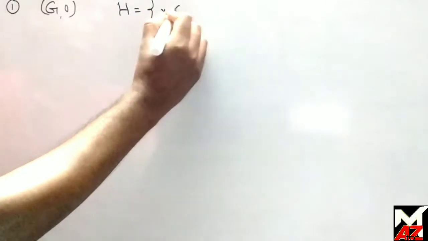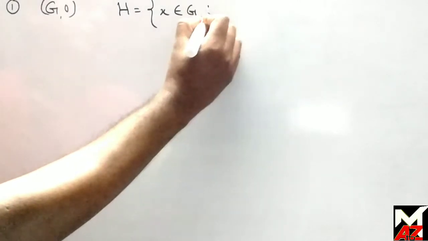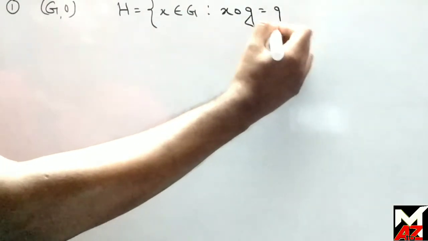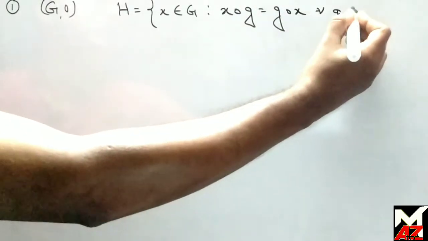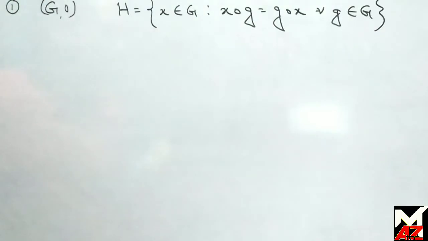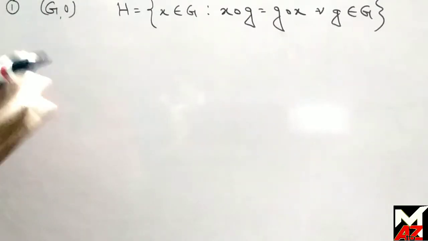Consider a group G circle, and we first construct a subset capital H defined as x belongs to G such that x composition g equal to g composition x for all g belongs to G. That is, H contains those elements of G which commute with every element of G.